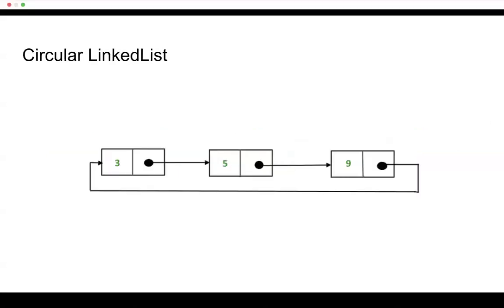Next, we have circular linked lists. So for circular linked list, it's pretty much the same idea. The only difference is it points back to the first node so that it goes in a full circle. So what we've seen so far in singly linked lists and doubly linked lists is that the last node always points to null. But in this case, the last node will always point to the first node, which you can also call the head.